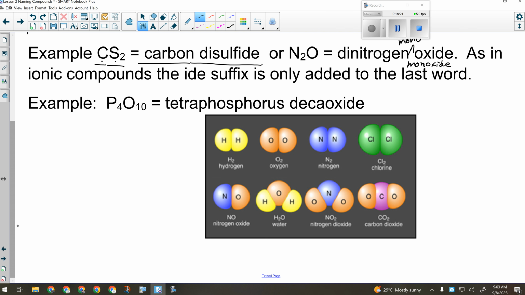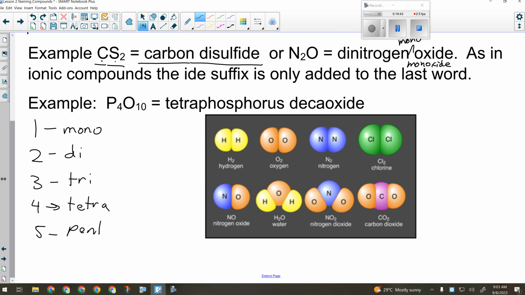All right, so 1 is mono, 2 is di, 3 is tri. And this is where they kind of go like the shapes from here. 4 is tetra, 5 is penta, 6 is hexa. What's 7? Hepta.